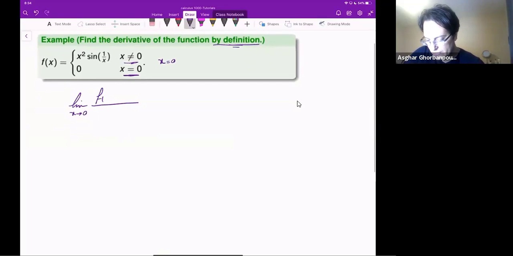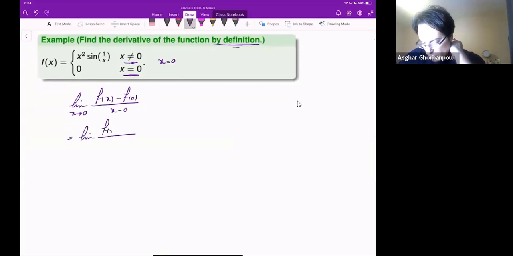f of x minus f of 0 over x minus 0 as x goes to 0. For this, I know what the value of f at 0 is. That's given by 0. And now we have the limit of x squared sine 1 over x as x goes to 0.